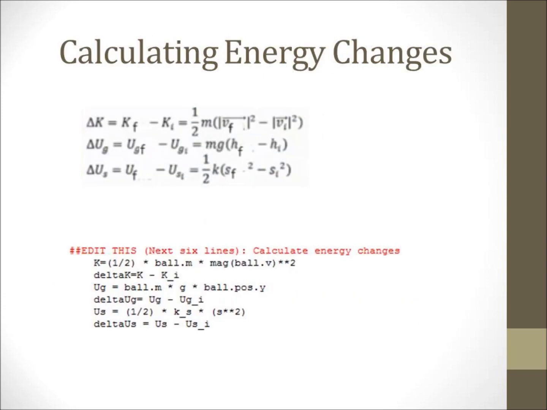We were then able to calculate the energy changes. Delta K, or the change in kinetic energy, is the final kinetic energy minus the initial kinetic energy, which is equal to 1/2 times the mass times the final velocity squared minus the initial velocity squared. The change in gravitational potential energy is the final gravitational potential minus the initial gravitational potential, which is equal to the mass times the gravitational constant times the final height minus the initial height. Lastly, the change in spring potential energy is equal to the final spring potential minus the initial spring potential, which is equal to 1/2 K times the change in stretch squared.